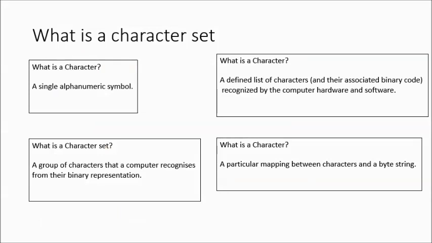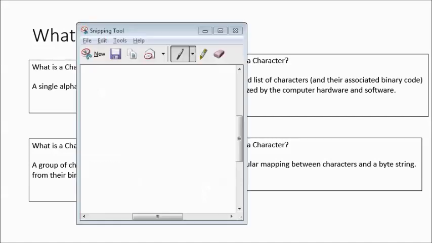Right, so there are a number of important definitions you have to learn, and here they are. The first one is, what is a character? Well, a character is a single alphanumeric symbol. Alphanumeric comes from the word alpha, as in alphabet, which means a letter, and numeric comes from the word number. So an alphanumeric is some symbol that represents either a number or a letter.